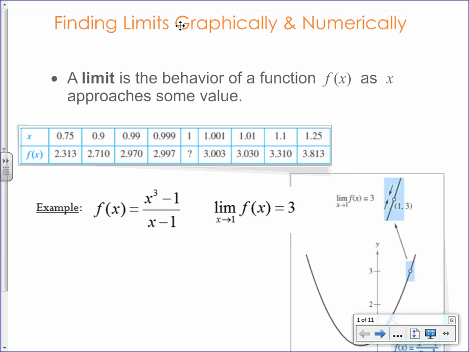All right, so what is a limit? A limit is the behavior of a function, f of x, aka our y values, as x approaches some value.